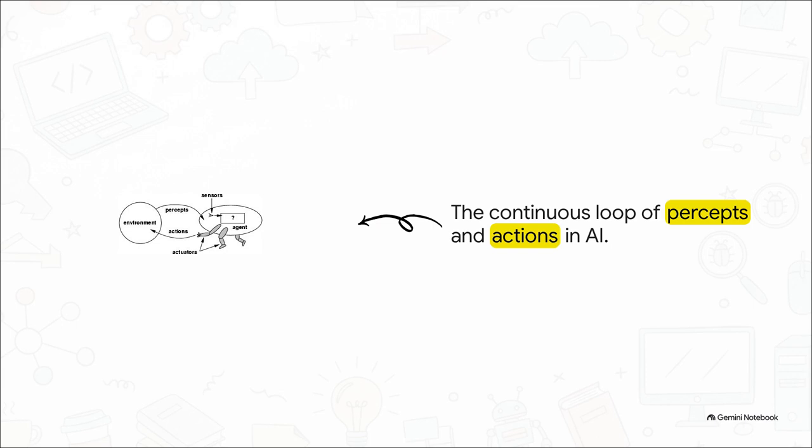Now, if we break down the fundamental architecture of an AI agent, it basically operates on a continuous, never-ending loop. The agent relies on sensors to take in what we call percepts, essentially just gathering data from its environment. Then, it processes all that raw information using its internal logic to figure out the absolute best move. And finally, it uses actuators to perform actions back out onto that very same environment.